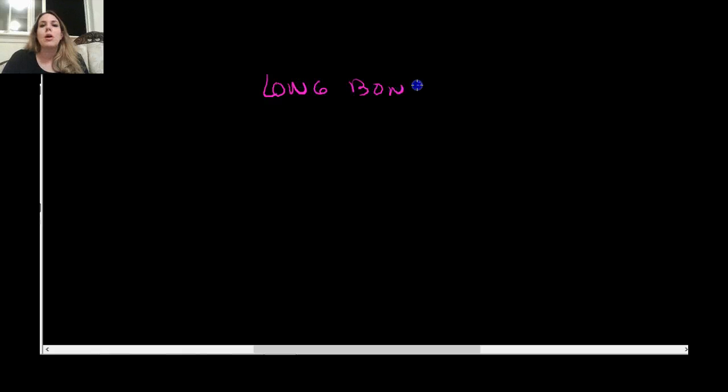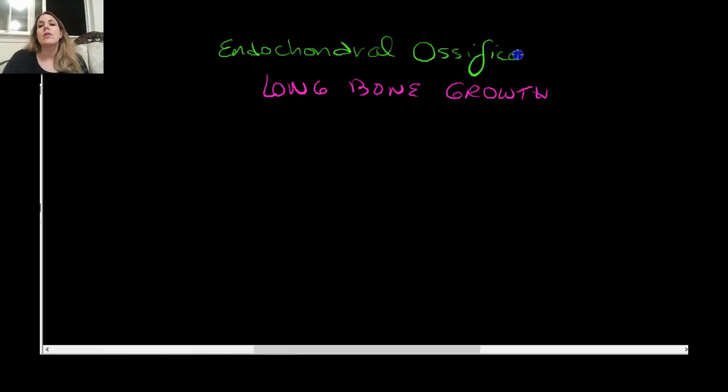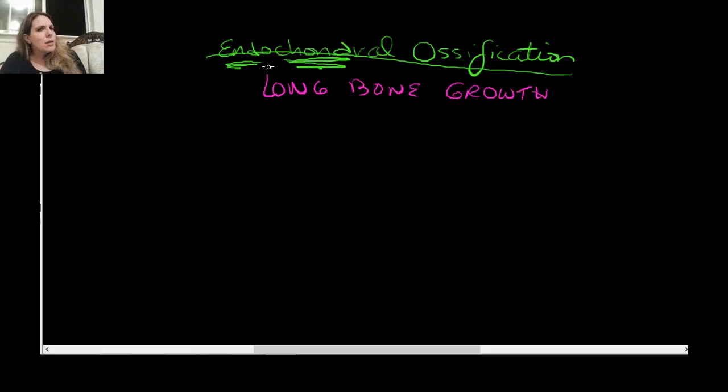And the name for this long bone growth is called endochondral ossification. Of course, ossification means bone formation. Endochondral ossification. Endo means on the inside. Chond means cartilage. You already know that. Inside the cartilage. It gives you a clue into the kind of growth we're talking about here.